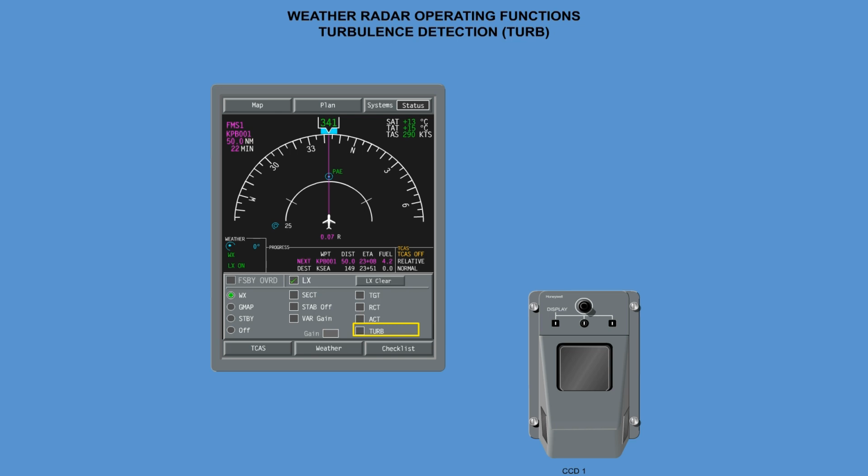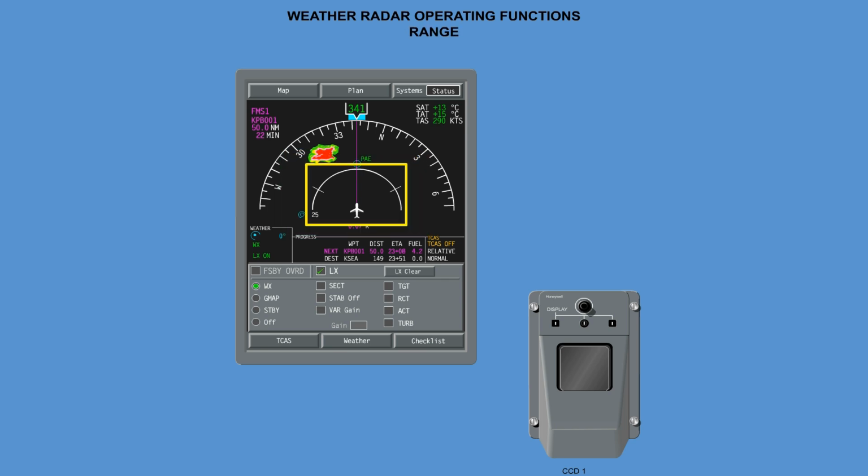Weather radar operating functions. The radar processes return signals in order to determine if a turbulence signature is present. Turbulence may only be engaged in the weather mode and at selected ranges of 50 nautical miles or less. Range. The range function is controlled via the outer knob on the CCD and can be set to 10, 25, 50, 100, 200, or 300 nautical mile ranges.